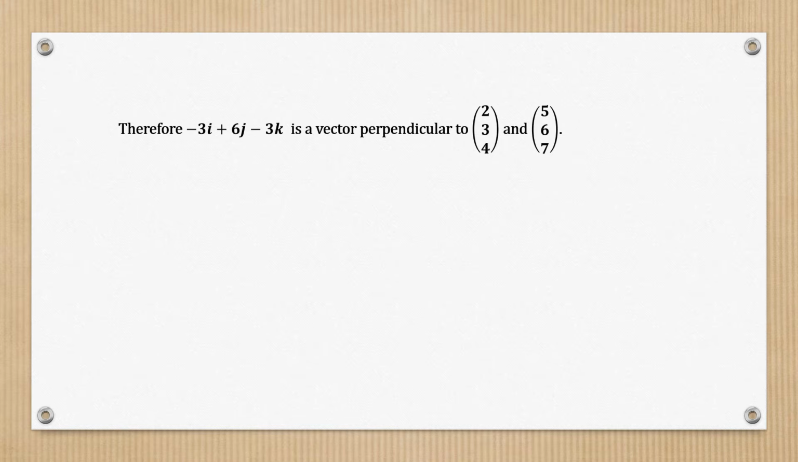So therefore, negative 3i plus 6j minus 3k is the vector perpendicular to the column vectors 2, 3, 4 and 5, 6, 7.